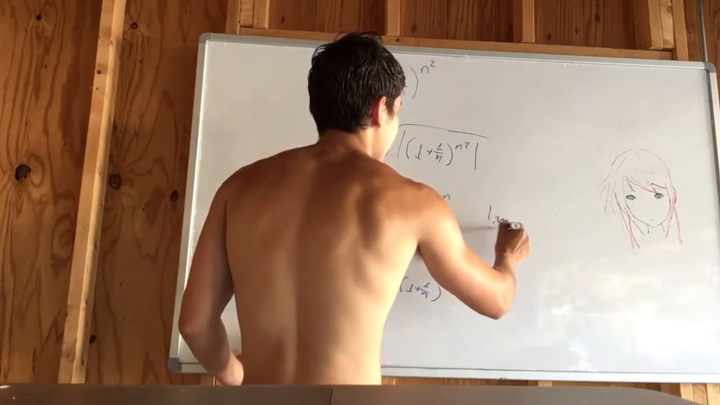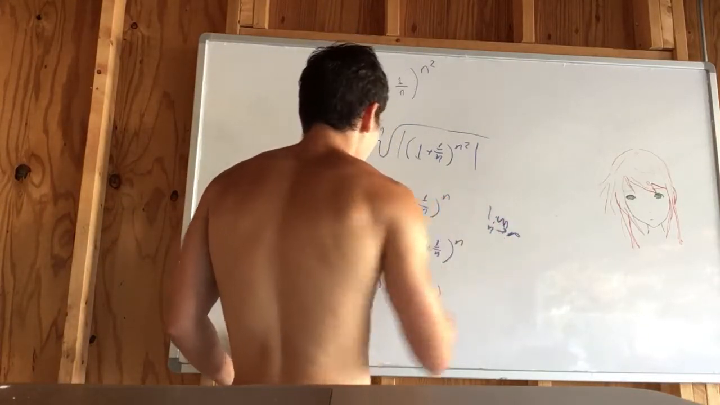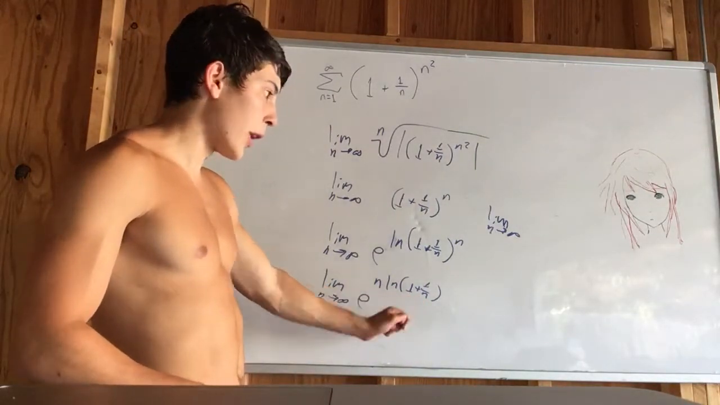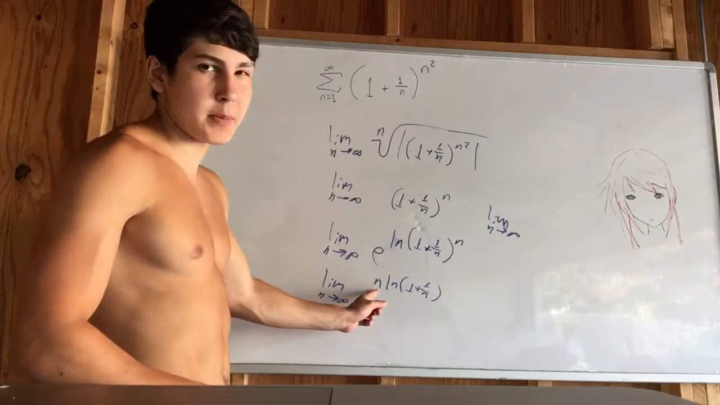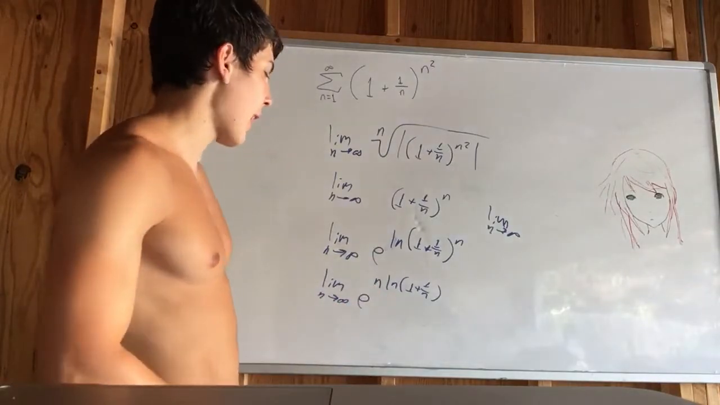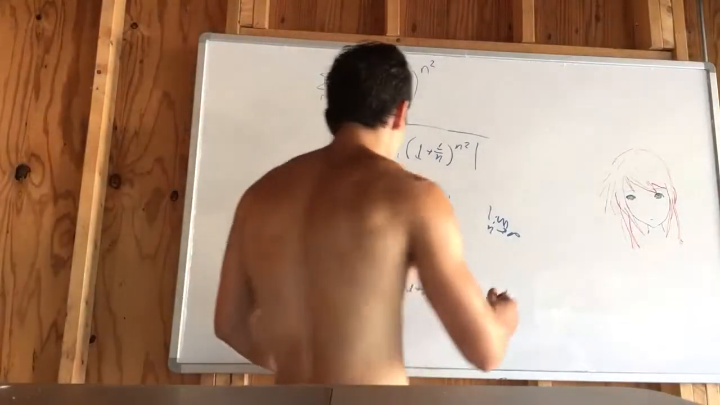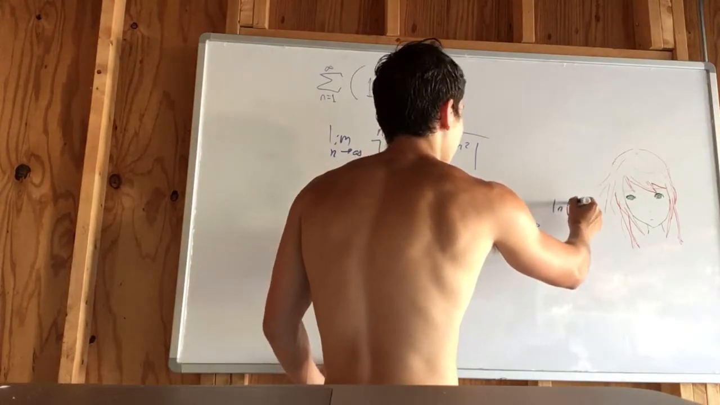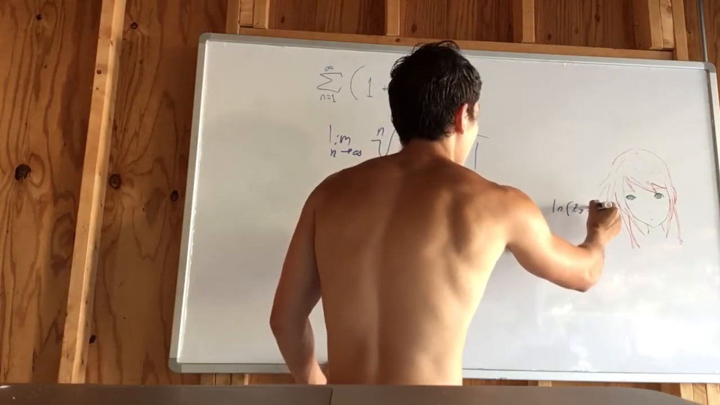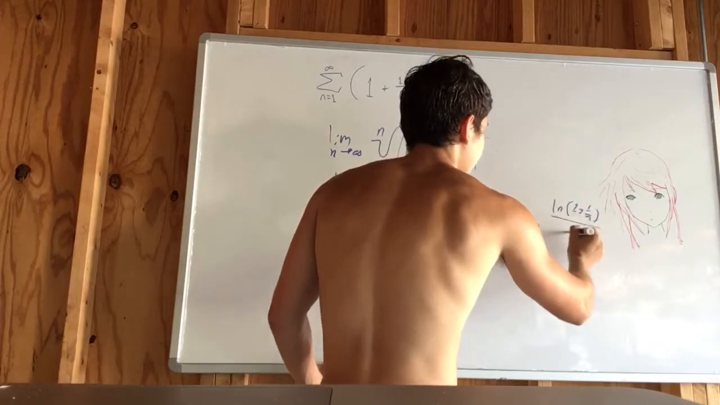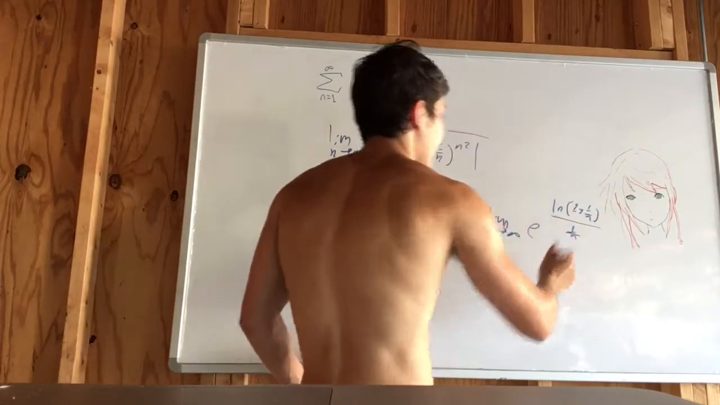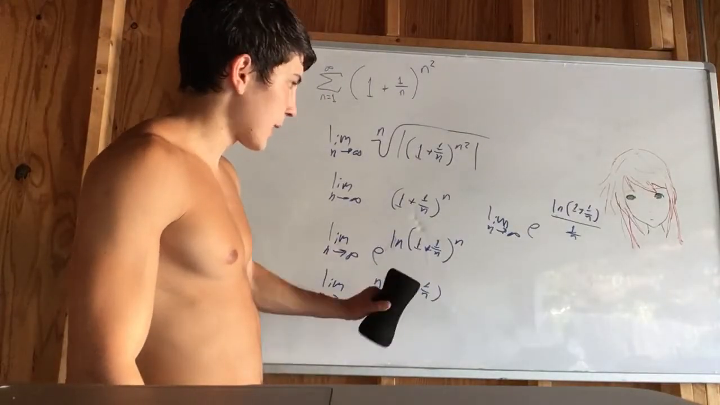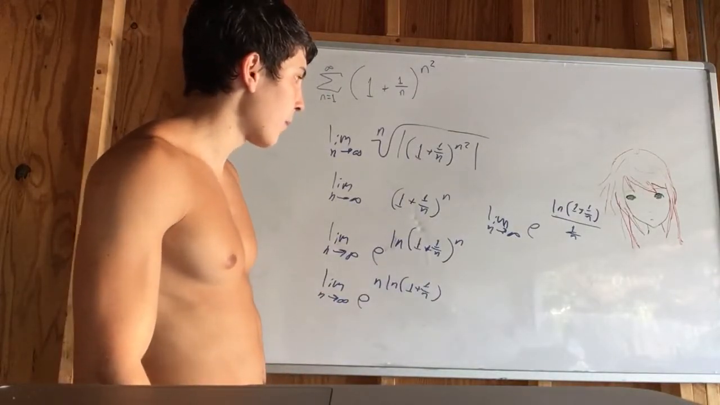Limit as n approaches infinity. Well, we can notice that we could divide by 1 over n, and that would be the same thing as multiplying by n. So now we have it in fraction form. So we can have the natural log of 1 plus 1 over n, and then we're dividing by 1 over n. That's exactly the same thing we have there.